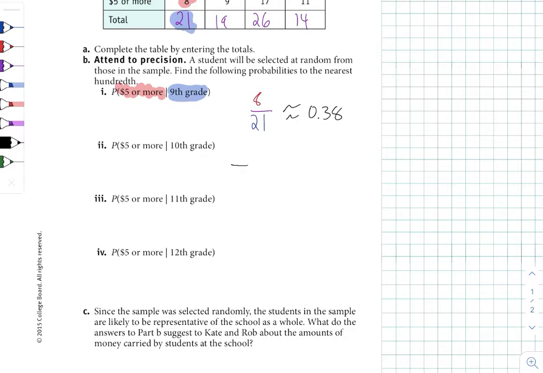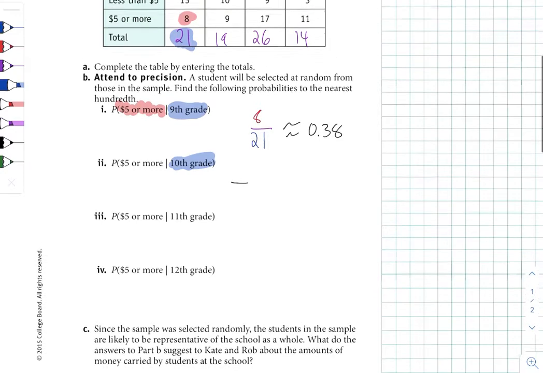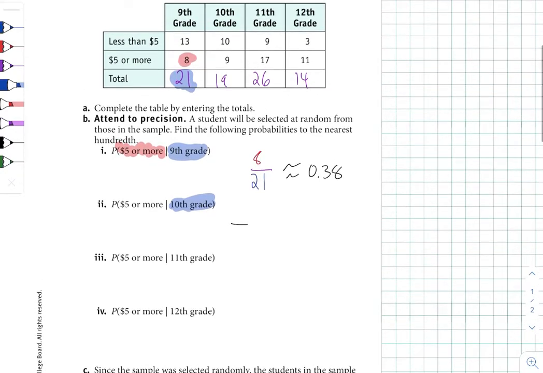All right, so the same thing for the next one. We're going to start with the condition, right? We want to say, hey, where am I looking? Here we're only going to be looking in this 10th grade box, right? So I want to focus in on whatever condition I'm given. Right, so 10th grade, there's a total of 19 10th graders. And then again, $5 or more. So only in the 10th graders am I looking for $5 or more, which in this case, there are 9 of them. Right, so 9 out of 19 is about 0.47.